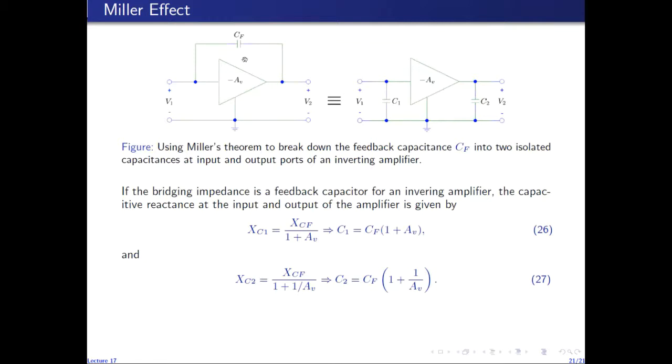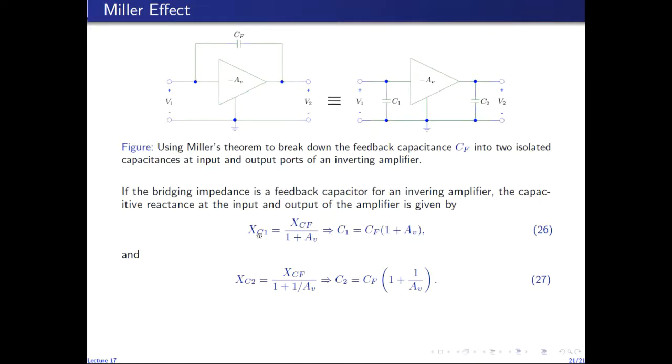So here in this circuit, I have modeled the rest of the hybrid pi model for the device by this inverting amplifier having gain minus AV, and I take the bridging capacitance out. So CF is the bridging capacitance between port 1 and port 2, and the gain in going from port 1 to port 2 is minus AV. So using Miller's theorem, I can decompose CF into C1 at port 1 and C2 at port 2.